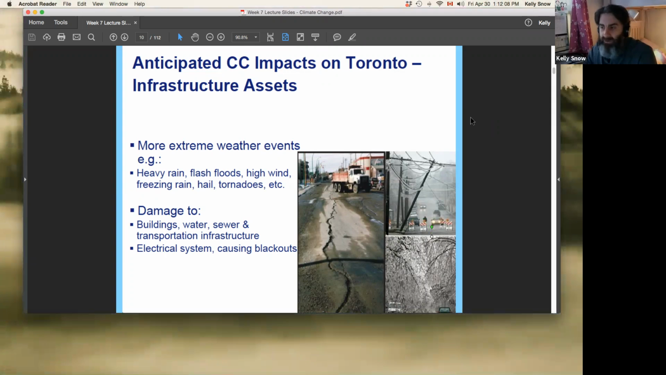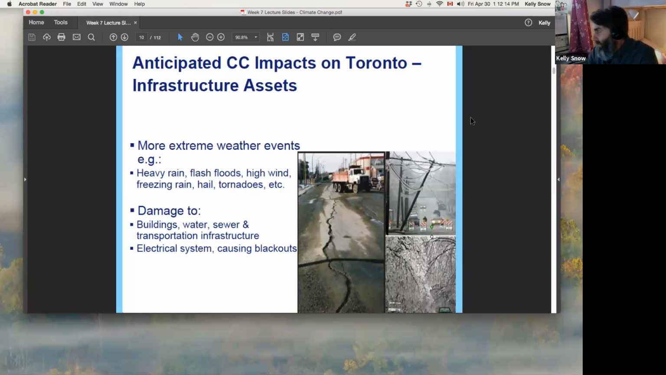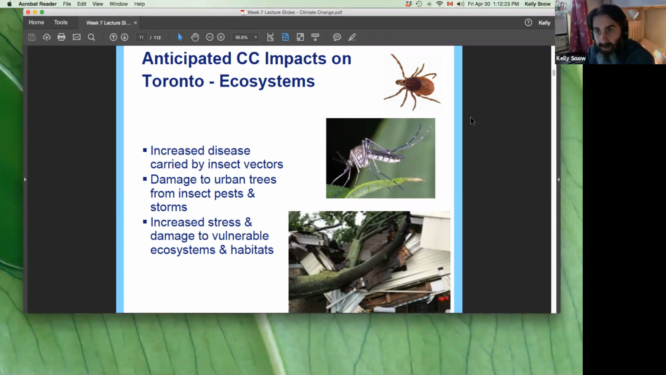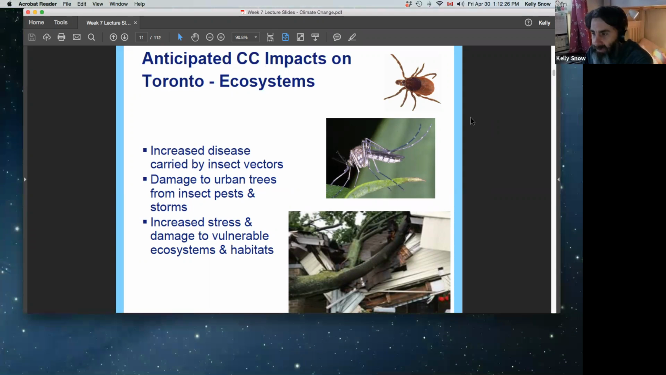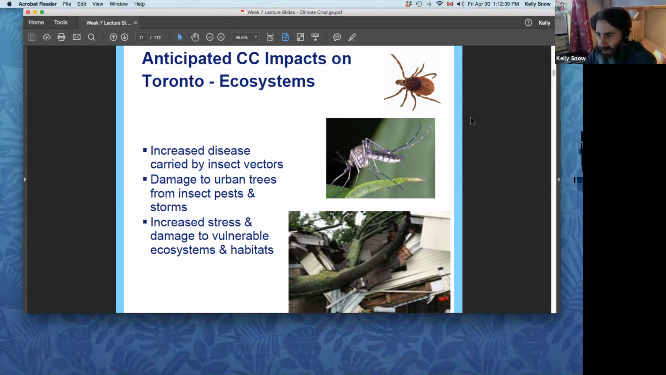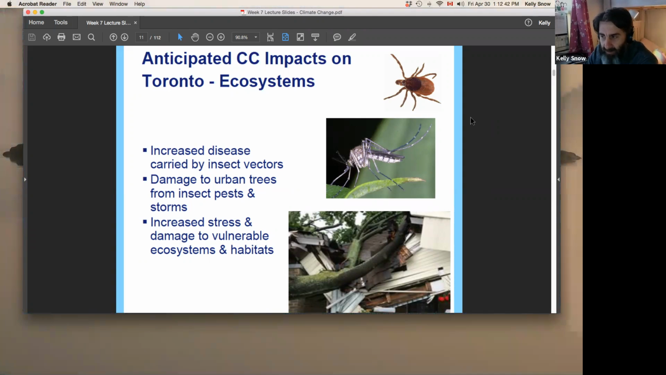The change in temperature is going to result in many different things. Our ecosystems will be changing, which will result in increased stress to vulnerable ecosystems, trees, and so on. So you can see there's damage to homes. Disease vectors such as mosquitoes and black-legged ticks will become more frequent. Their season will become longer, and they will become more of a problem. This will also enable species that have not previously been in this region to move into it as it warms.